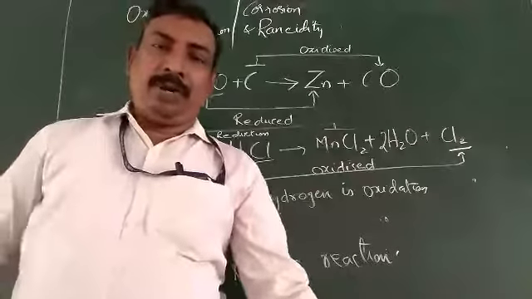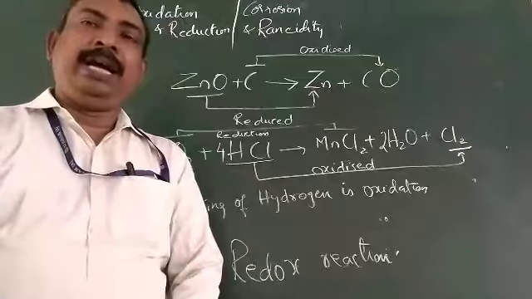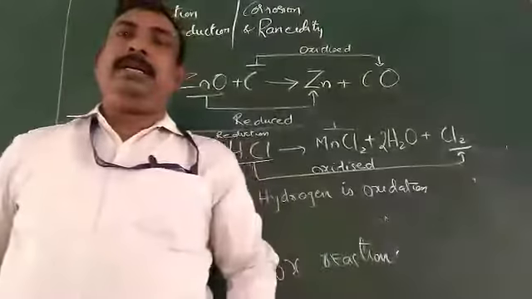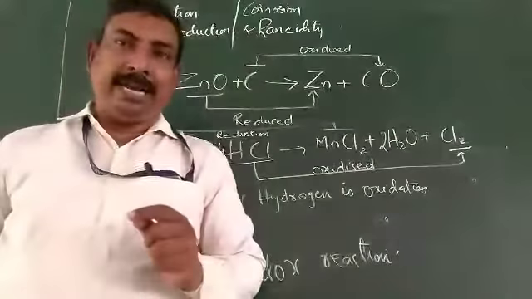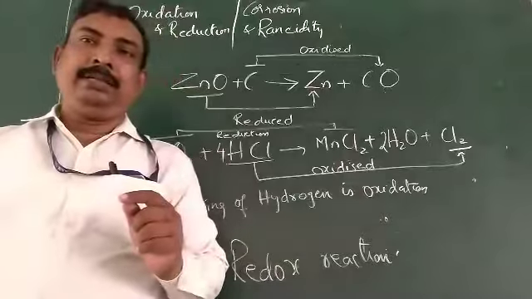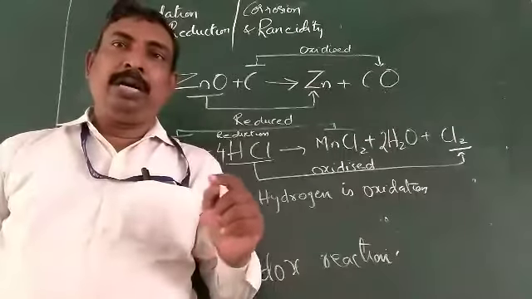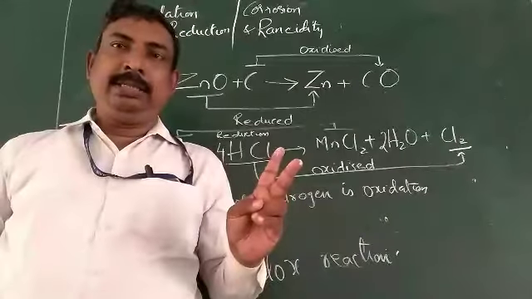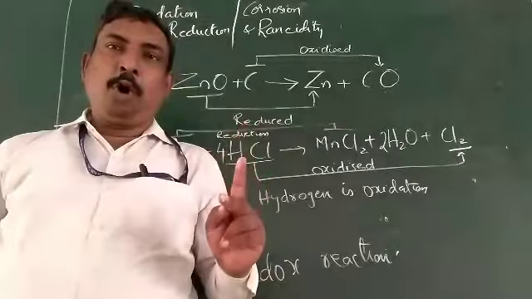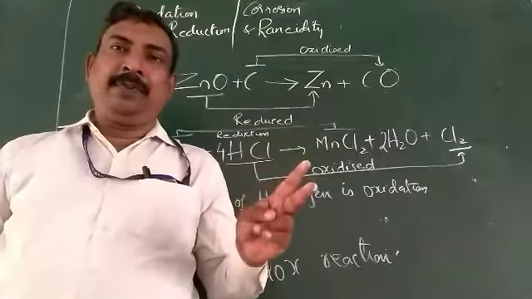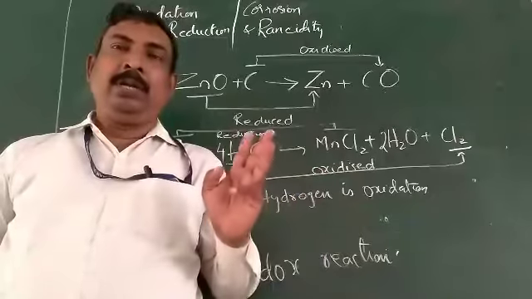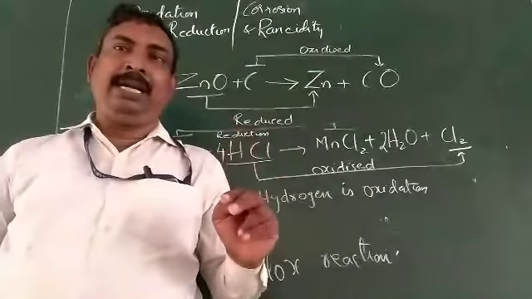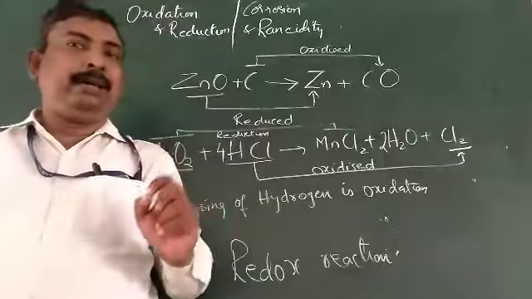Okay. So far, what have we learned in this topic? We have learned oxidation, reduction, and redox reactions. What is oxidation? Addition of oxygen or removal of hydrogen is called oxidation. What is reduction? Removal of oxygen or addition of hydrogen is called reduction. What is a redox reaction? If oxidation and reduction happen in the same chemical reaction, we call that a redox reaction.